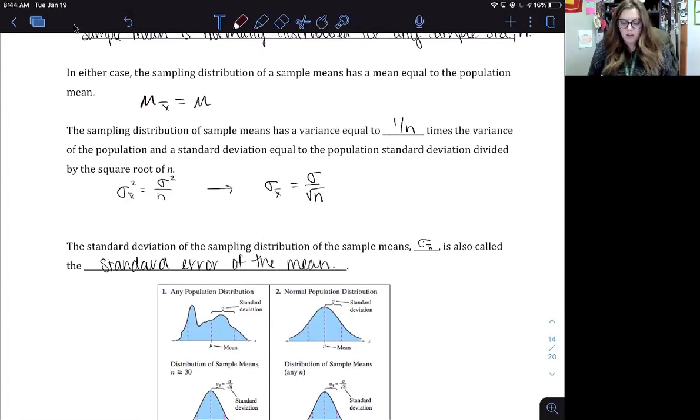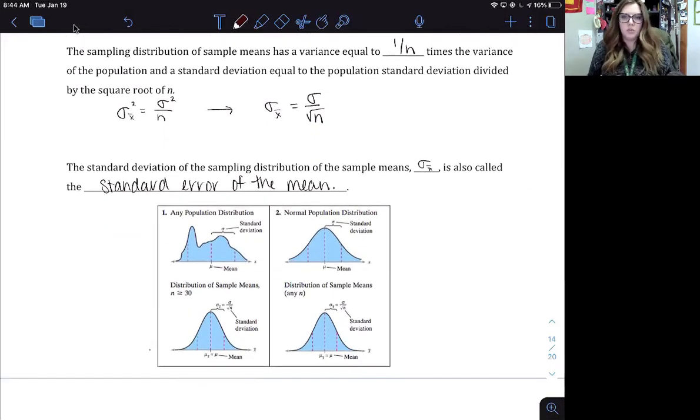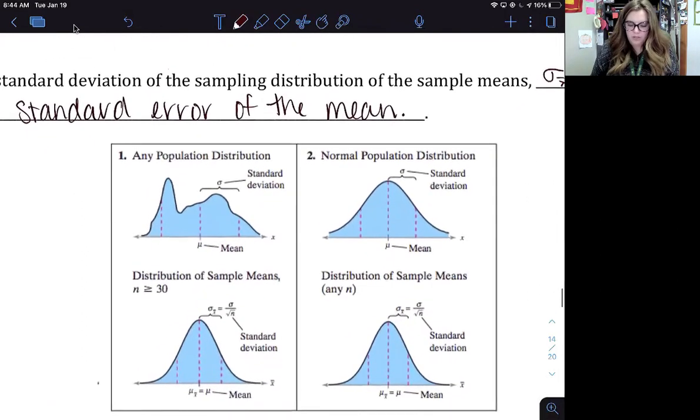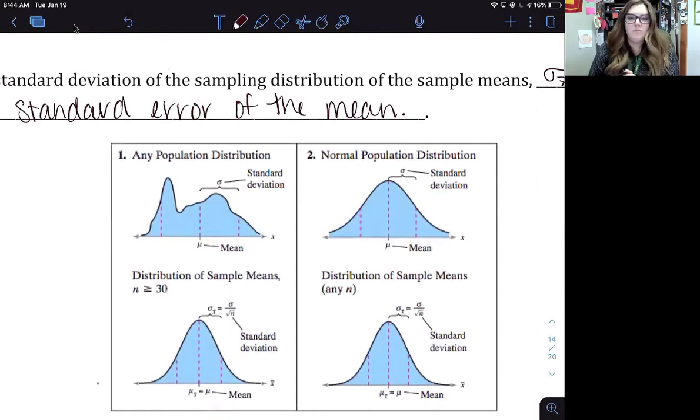All right, so now this little diagram is showing you the two parts of the central limit theorem. The first one on the left shows you that you have any population distribution with a mean of mu and a standard deviation, sigma. And then you take a distribution of sample means where your sample size is greater than or equal to 30, then we can assume that becomes approximately normal. The second one, we know that our normal population distribution, and we take any sample within that, then we're going to stay with a normal distribution.